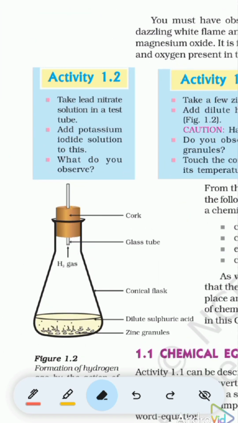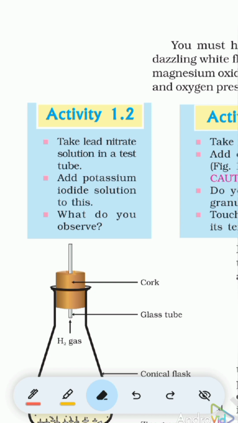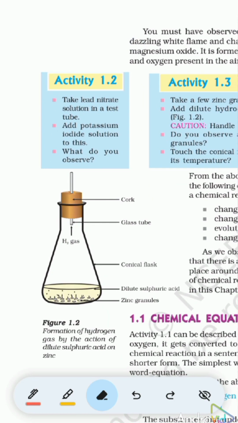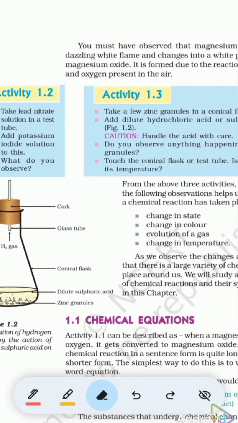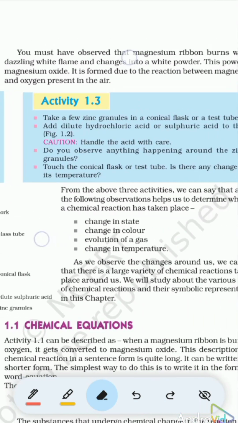Now let's move to activity 1.2. In activity 1.2, they are taking a lead nitrate solution in a test tube and adding potassium iodide solution to this. What do you observe? So if you see, when we take two metal solutions, they definitely react and either form a new compound and show some changes in their composition.